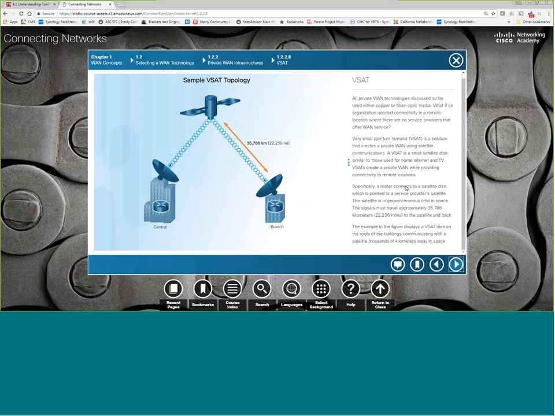VSAT is used a lot by the military, but satellite is also something where we'll see more and more, especially if this new SpaceX system works. We may have some actual decent options for satellite internet.